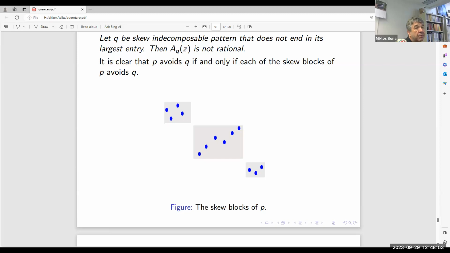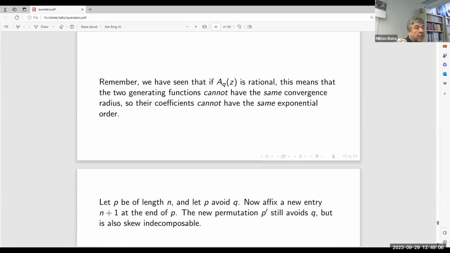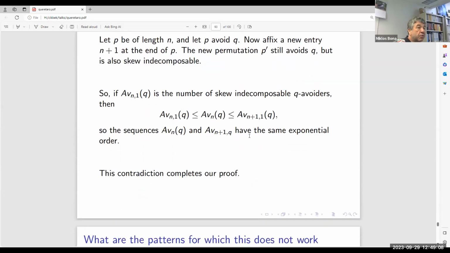There's no more way of cutting it up so that the entries before the cut are bigger than after the cut. But it still avoids your pattern because your pattern doesn't end in its largest entry. Okay? So with this trick, we prove that the number of indecomposable ones that avoid Q and are of length n+1 is at least as large as the number of all Q avoiders.